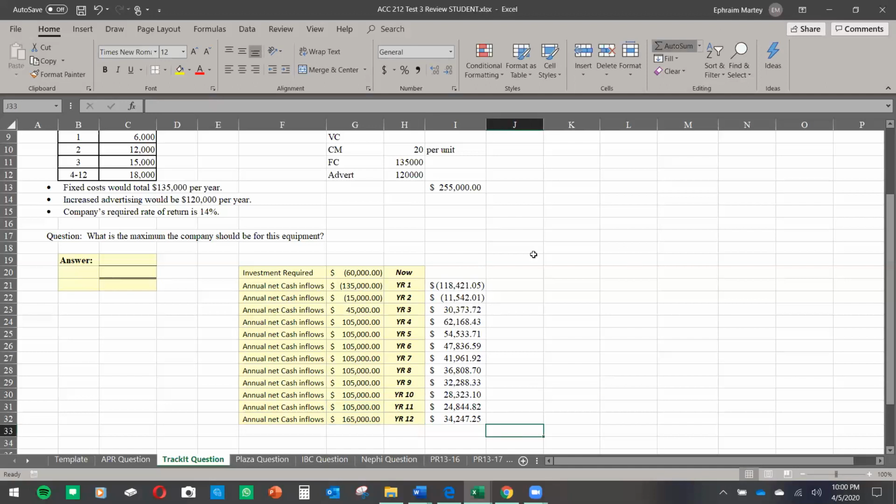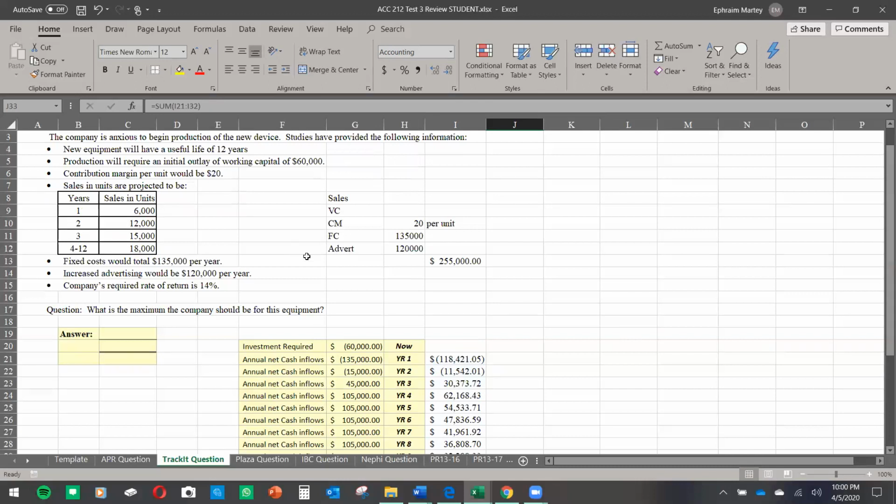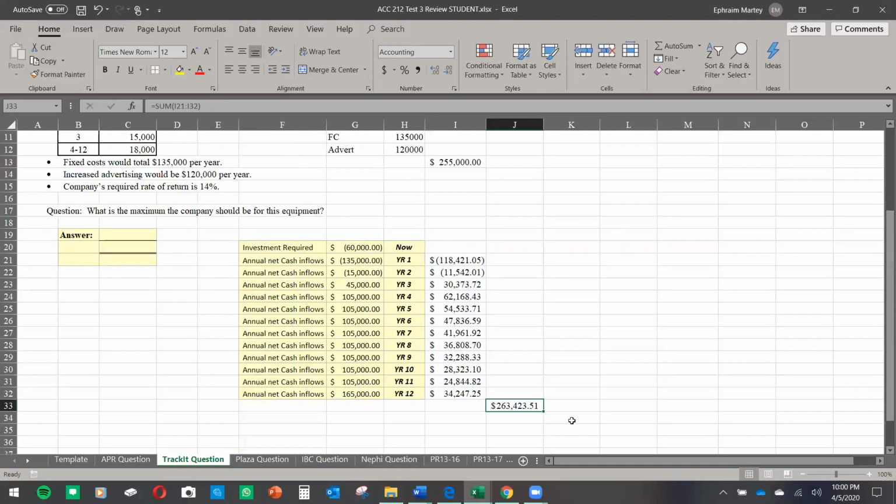Now we're going to sum them up together. So this is what the company needs to invest, including the equipment and the working capital. But the company has already put out the 60,000 of working capital here. So to find out what the equipment will cost, we take this amount and subtract the 60,000 of working capital. So the equipment will cost 203,000.